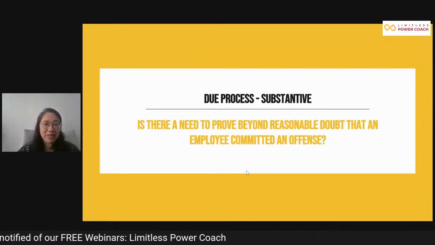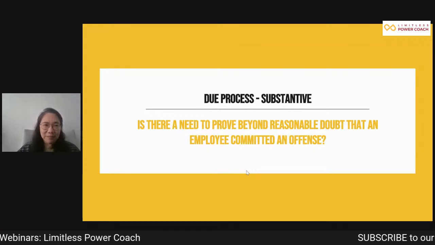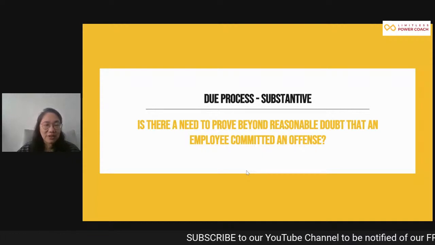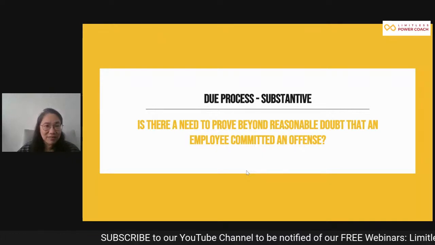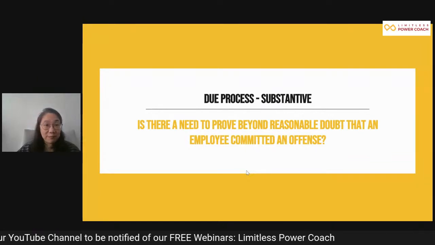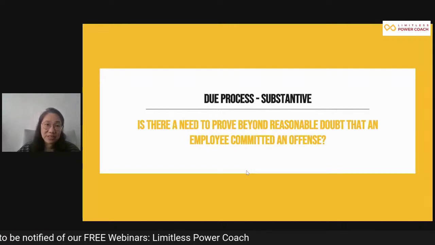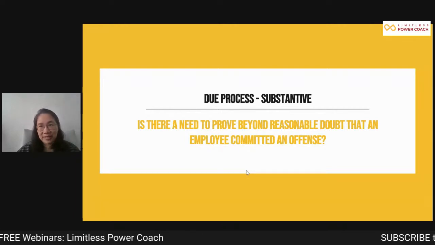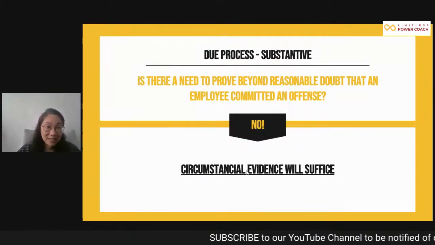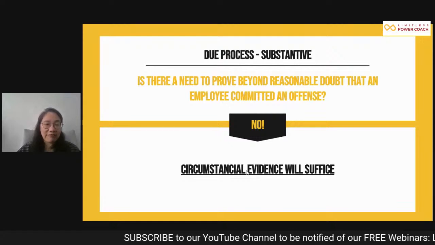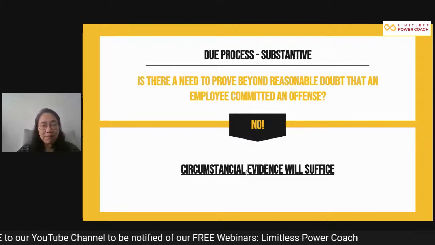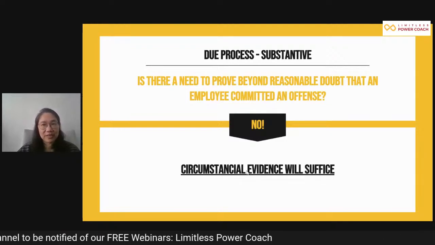Okay, and then, sabi nga natin, pag ba violation of company infraction, kailangan ba there's a proof beyond reasonable doubt that an employee committed an offense para ma-terminate natin for employment? Is substantial evidence part of due process? The answer is no. Because unlike criminal case or civil case, circumstantial evidence will suffice when you talk about employee separation.